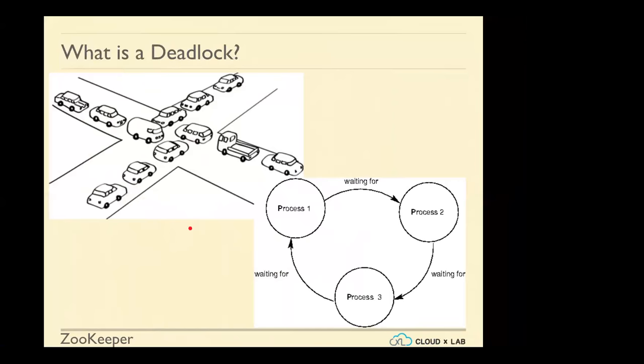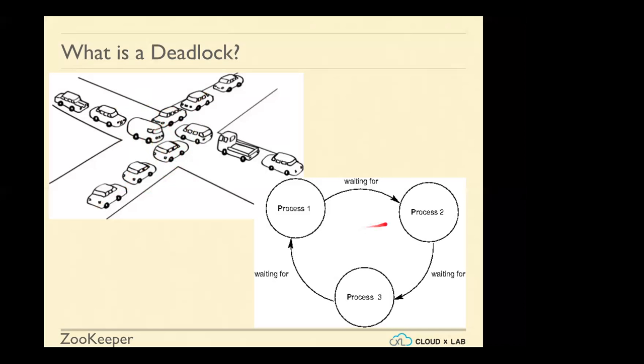Great. Now, take a look at this traffic. This is a typical scenario of Bangalore. Here there are four lanes coming in, and there is no red light. So what's happening is this car is waiting for this, this car is waiting for this, this car is waiting for this, and so on. So they will wait forever, unless somebody intervenes. This is called a deadlock.